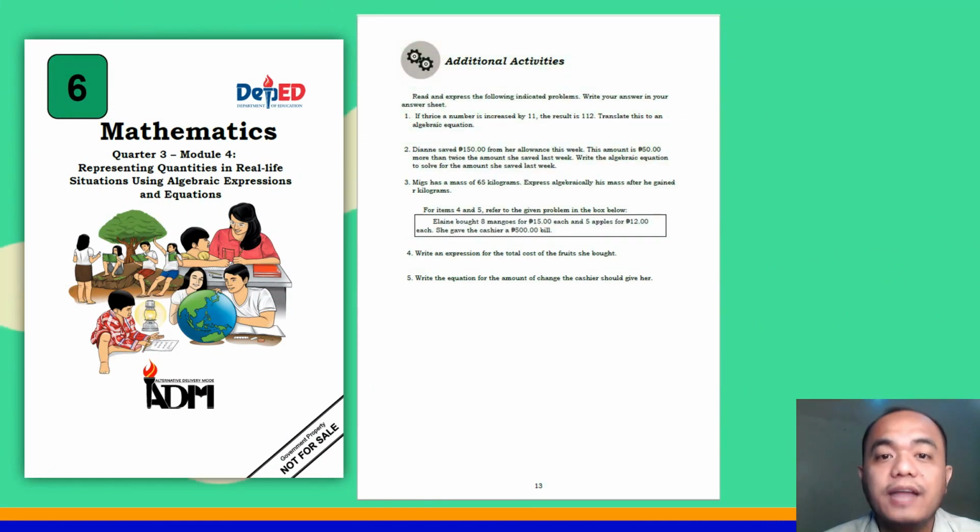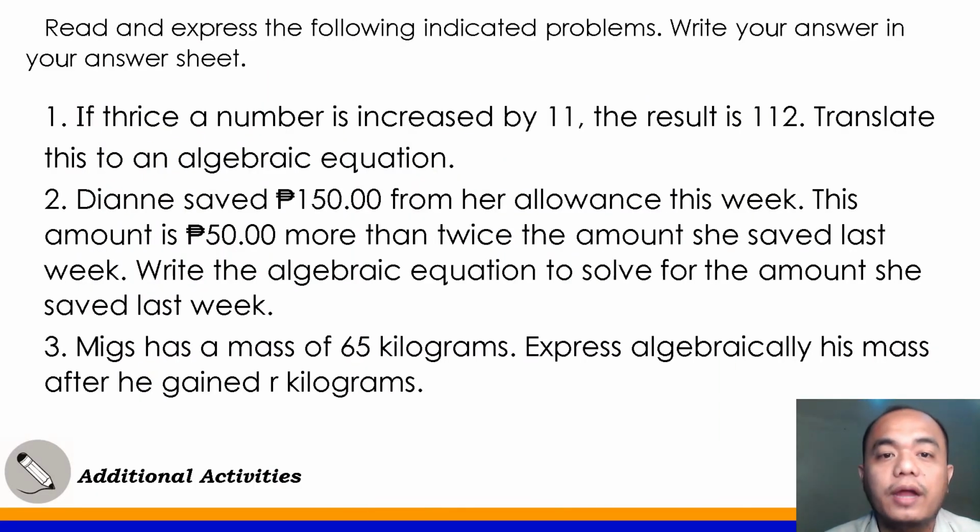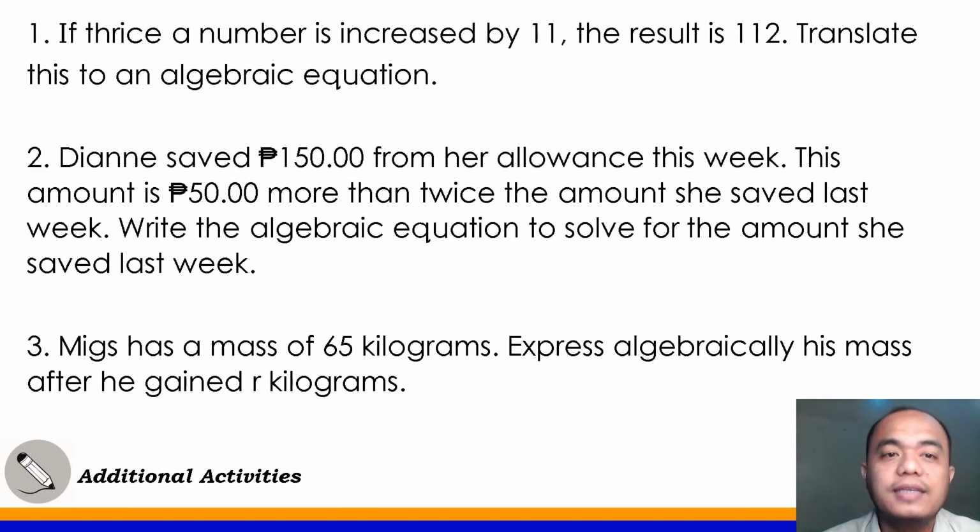This time, let us answer your additional activities. So the direction here is, read and express the following indicated problems. Write your answer in your answer sheet. Let's have number 1. If thrice a number is increased by 11, the result is 112. Translate this to an algebraic equation. It's very easy. Thrice means 3 times a number.